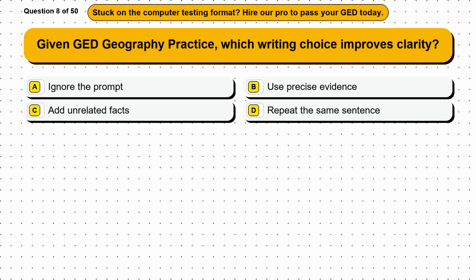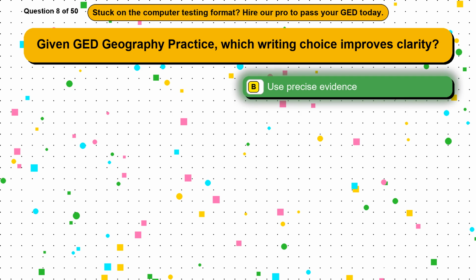Question 8. Given GED Geography Practice, which writing choice improves clarity? Option A, ignore the prompt. Option B, use precise evidence. Option C, add unrelated facts. Option D, repeat the same sentence. The correct answer is option B.